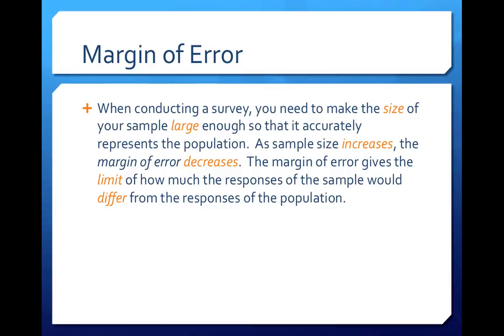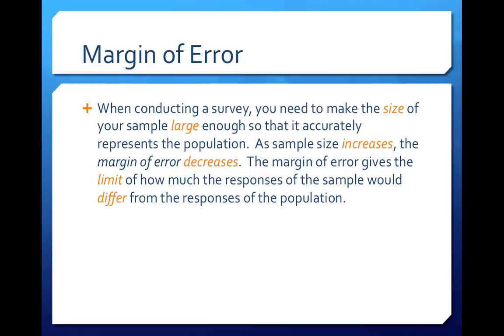Now within a particular survey, you will have a margin of error. So when you're conducting a survey, you need to make the size of your sample large enough so that it accurately represents the population. As your sample size increases, the margin of error is going to decrease. So you want to make sure you're asking enough people to really get a good idea what the responses would be like. And the more people you ask, the margin of error is going to get smaller.